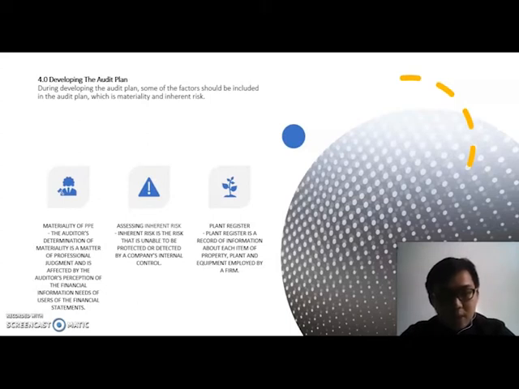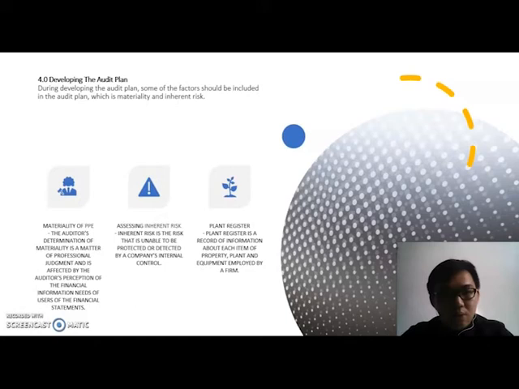The second factor is inherent risk. We need to assess inherent risk. Inherent risk is the risk that is unable to be protected or detected by a company's internal control. The third one is the plant register. A plant register is a record of information about each item of property, plant, and equipment employed by a firm.